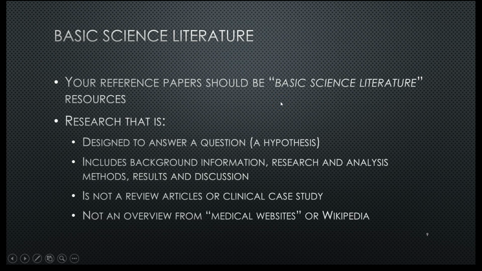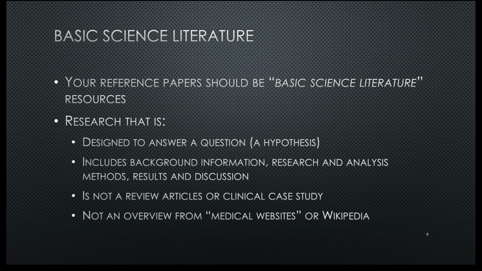When I say that your research papers or reference papers should be basic science literature, that means it's research that's designed to answer a question. It's research that includes background information. Why did they do this experiment in the first place? They'll give you background information to let you know why this was a relevant experiment to do. They'll talk about the planning of their research and the analysis and the methods that they did for data collection, the analysis of the data, the results that they gathered, and discuss how those new results help fill in some information that we did not have before.